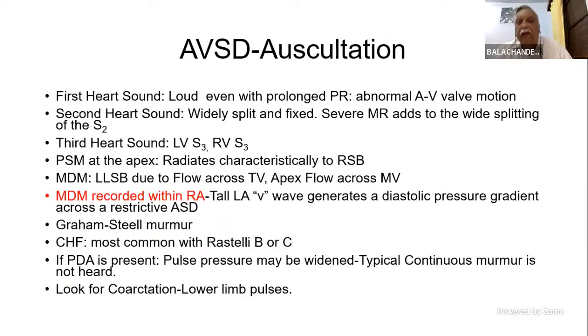And these are the auscultatory features of the ASD. The first heart sound is loud, the second heart sound is widely split and fixed, but severe MR will add to the widening of the second heart sound. And this always occurs when there is even ASD MR. The third heart sound is heard, and of course, there's a pansystolic murmur at the apex. There could be an MDM, which can be recorded within the RA. There's one condition where you can get a mid-diastolic murmur, which can be recorded within the right atrium, because the tall LA V wave generates a diastolic pressure gradient across a restrictive ASD. Next slide.